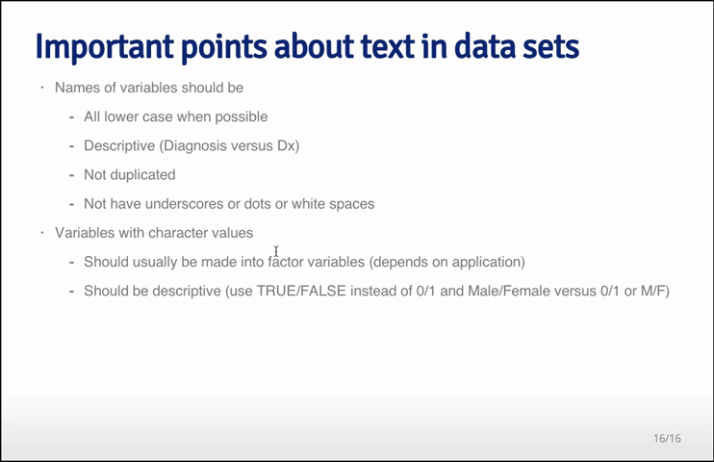Variables with character values should usually be made into factor variables, as we've talked about creating factor variables, although this depends a little bit on the application. They should also be descriptive. So for example, if you have a true and false variable, they should be labeled as true and false instead of 0 and 1 or 1 and 0. And male and female should be labeled as such as opposed to M versus F and 0 versus 1. It just makes it easier to see what's going on in the data set.